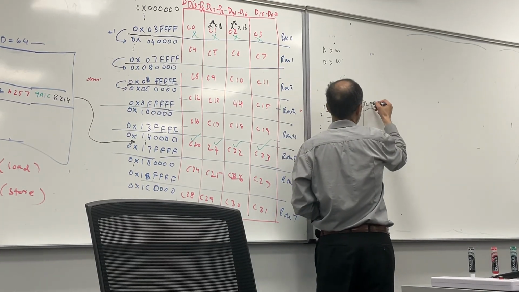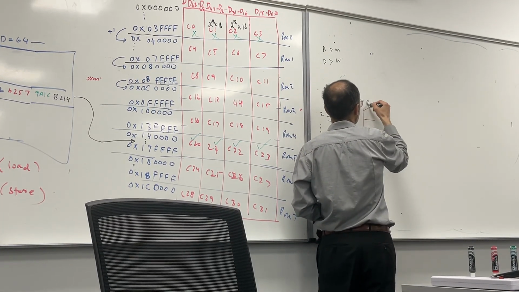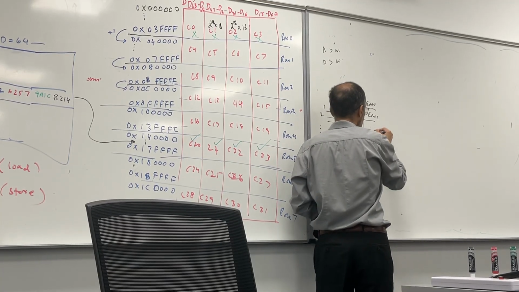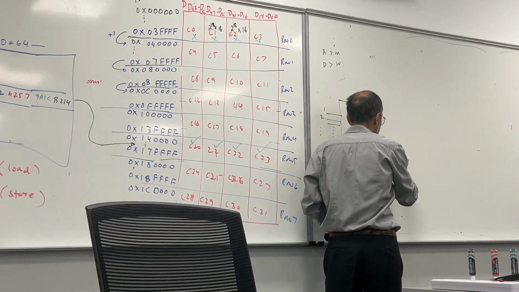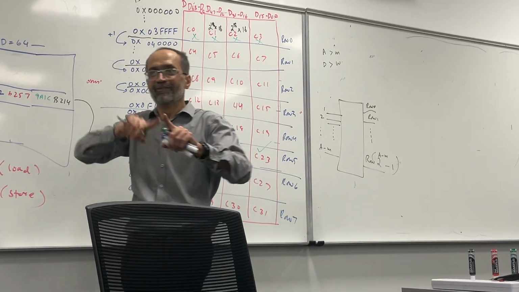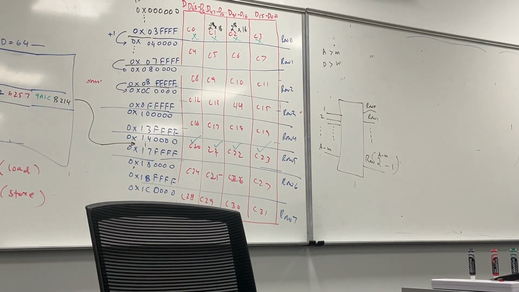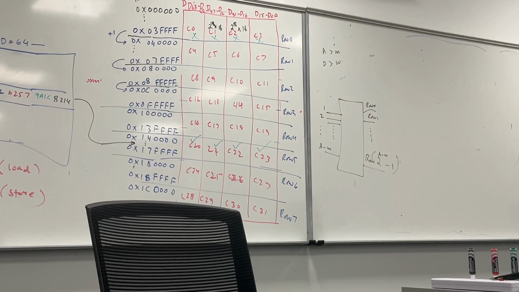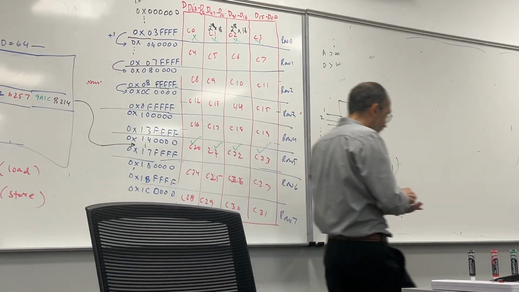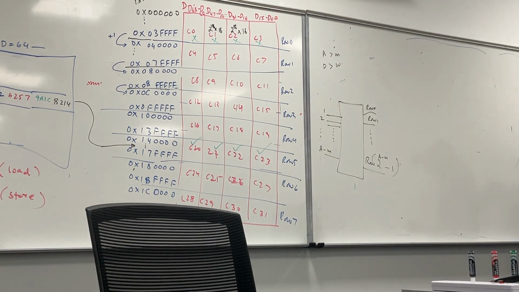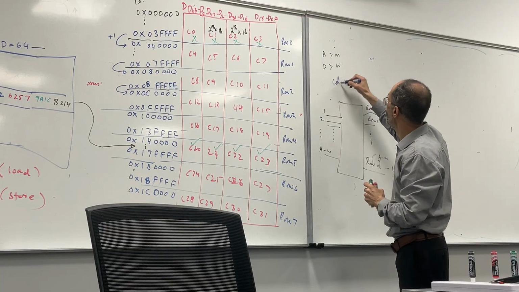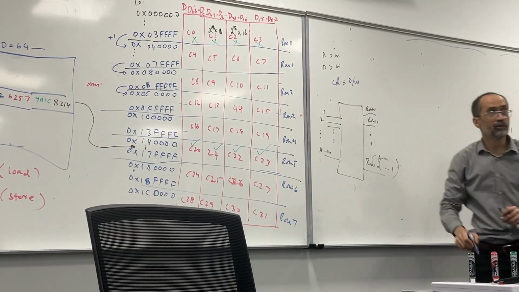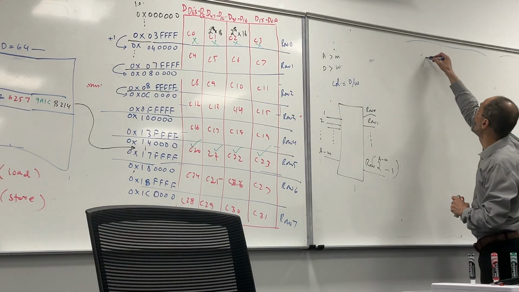Then we have row 0, then row 1. And what will be the last row? It will be 2 to the power A minus M minus 1, because when there are 8 rows, we start from 0 to 7. Clear or not clear? Now in each row, please remember, how many columns will be there? D divided by W.